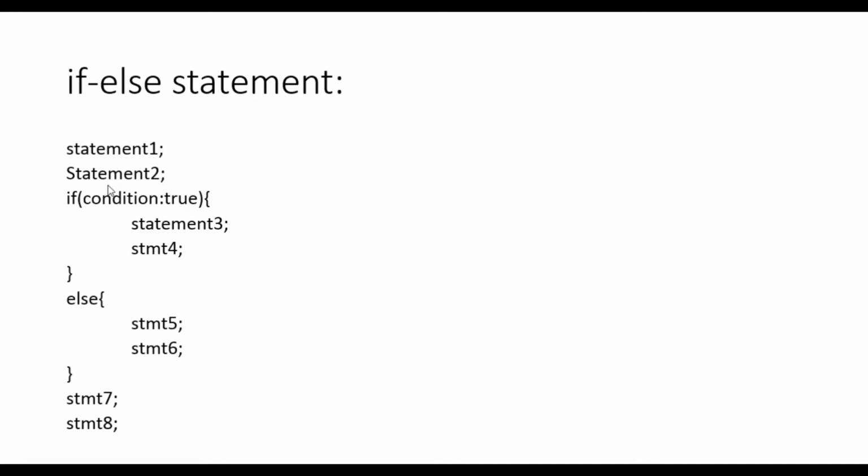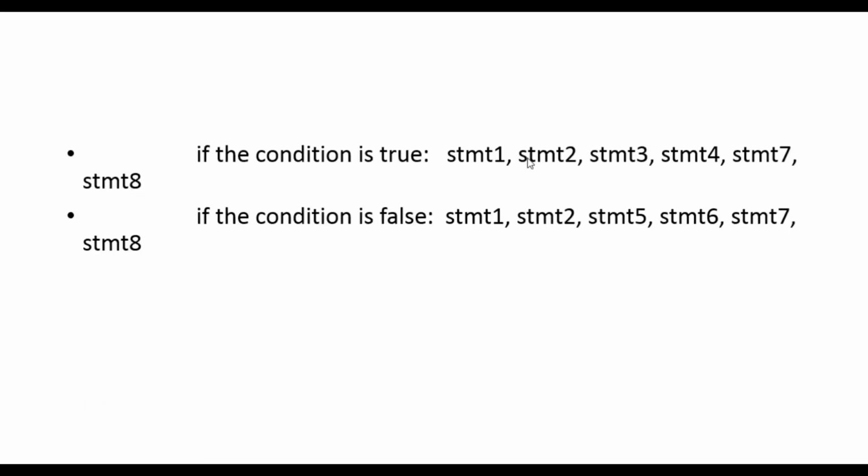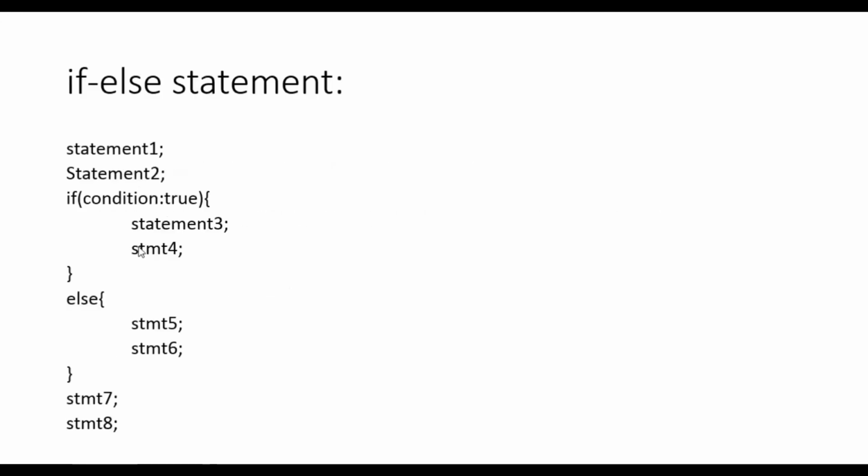So, if the condition is true, what are all the statements that will be executed? 1 and 2 will be executed in common, and 7 and 8. Then if the condition is true, 3 and 4 will be executed. So when the condition is true, 1, 2, 3, 4, 7, 8 will be executed. If the condition is false, then 1, 2, 5, 6, 7, 8 will be executed.